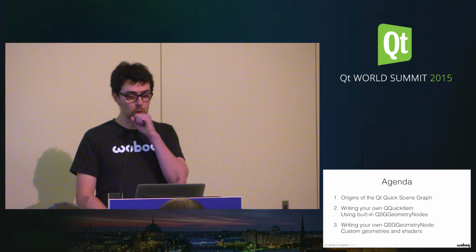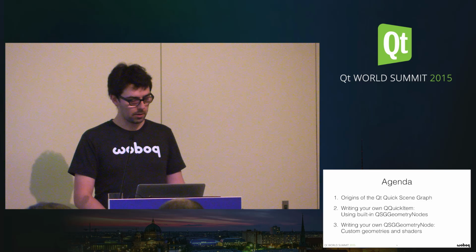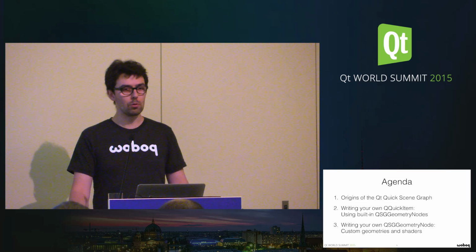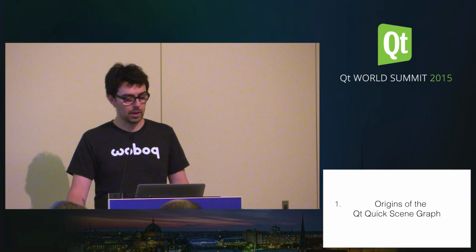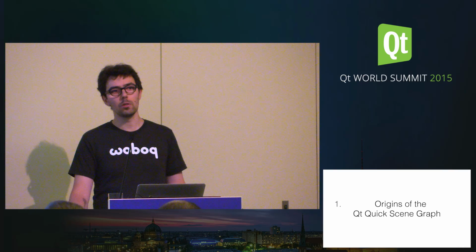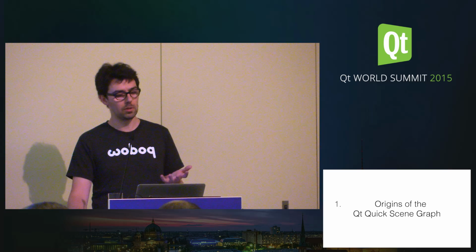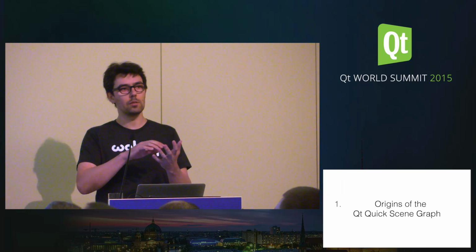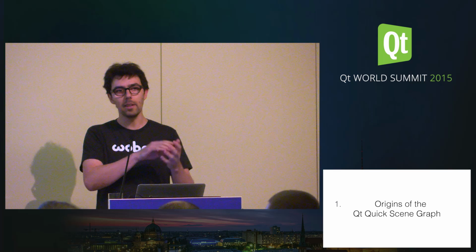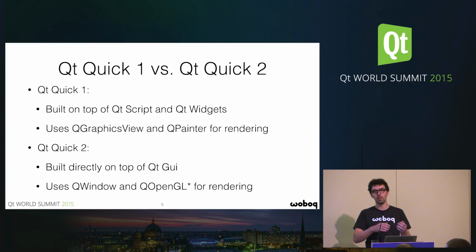So first, where does the scene graph come from in Qt? We can go back to QtQuick 1, which appeared with Qt 4.7, I think. Initially, it was an evolution of the UI files that you have in QDesigner. It was meant to be able to do animations and some more scripting directly in the structure of the file, instead of having all the logic in C++ and everything in the UI. It was using QGraphicsView for rendering along with QPainter, and it was using QtScript for the scripting part.